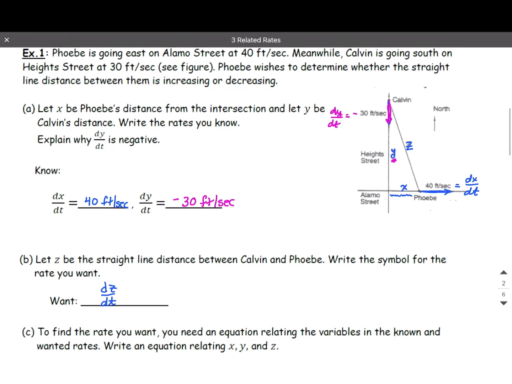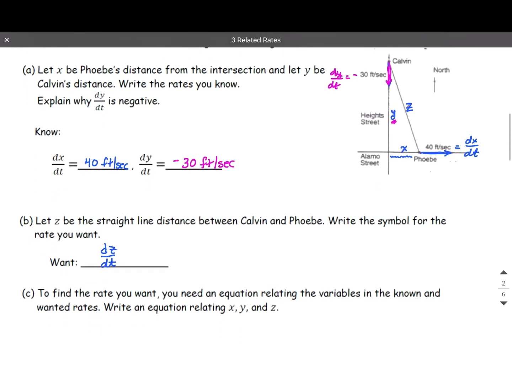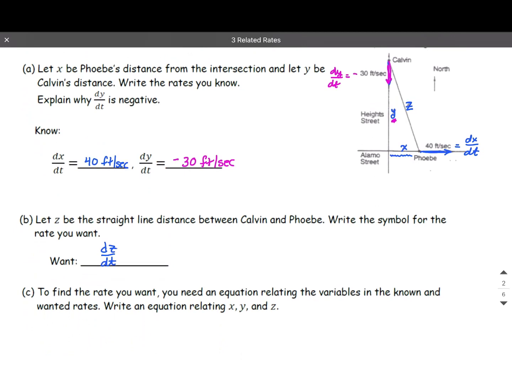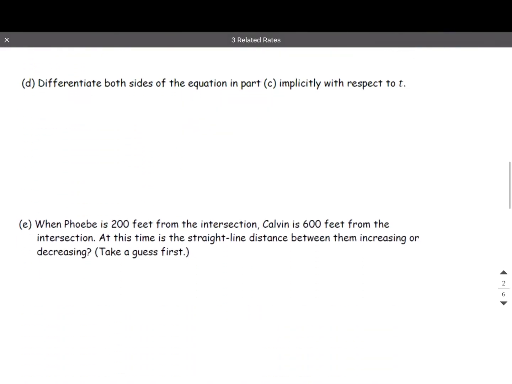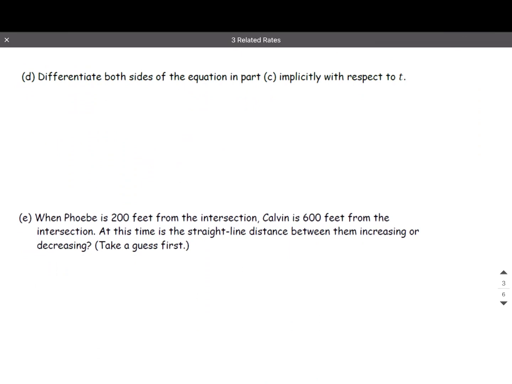Now to find the rate we want, we need an equation relating the variables in the known and wanted rates. So look at the picture. What equation can we use to relate x, y, and z? Well, that's a picture of a right triangle, which means we can use the Pythagorean theorem. So one side squared plus the other side squared equals the hypotenuse z squared. Now we're going to differentiate both sides of the equation.